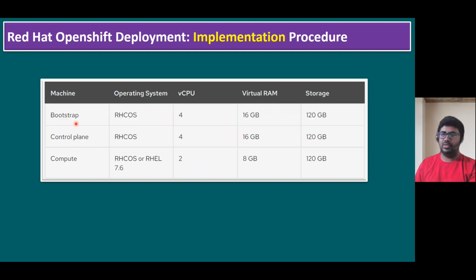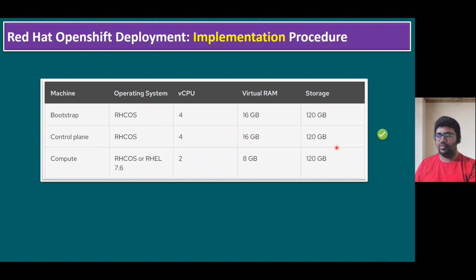And the configuration: bootstrap is running with RHCOS, control plane also RHCOS, and compute nodes, either RHCOS or RHEL version. And the basic configuration is vCPU 4, memory 16 GB, and storage 120 GB. So 3 master nodes and 3 worker nodes means approximate disk size is close to 1 terabyte. Okay.